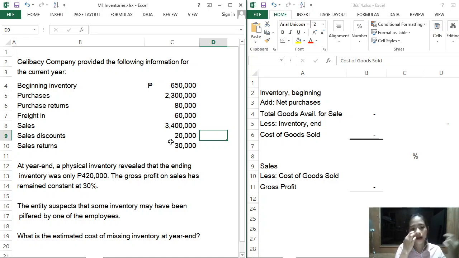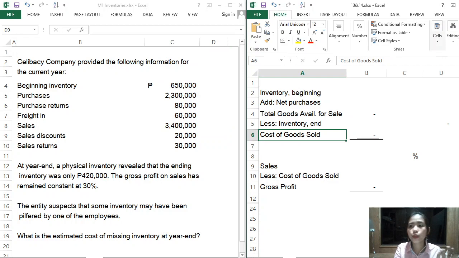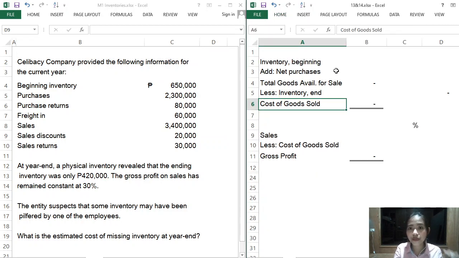And in this video, again, we're going to talk about one of the methods, which is the gross profit method. To illustrate all of those things that I mentioned, we're going to solve some problems. But before that, let me present this formula or this setup that we should be mindful of as we go along with our topic. I think this has been illustrated in our previous accounting subjects. This is actually the cost of goods sold formula.